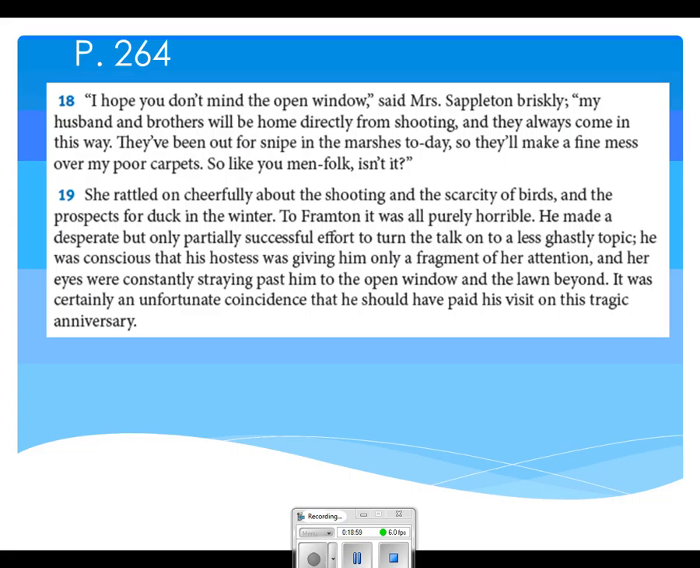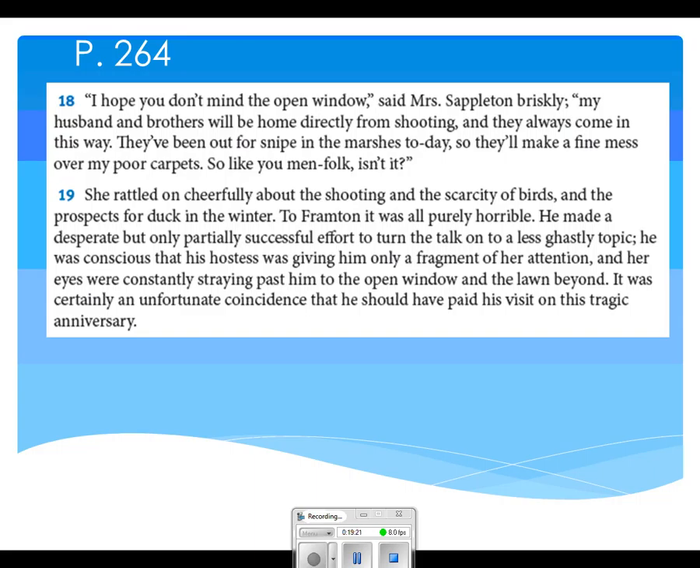I'm going to pick up where we left off, so I'm at the top of page 264. "I hope you don't mind the open window," said Mrs. Stapleton briskly. "My husband and brothers will be home directly from shooting, and they always come in this way. They've been out for snipe in the marshes today, so they'll make a fine mess over my poor carpets. So like you men folk, isn't it?"